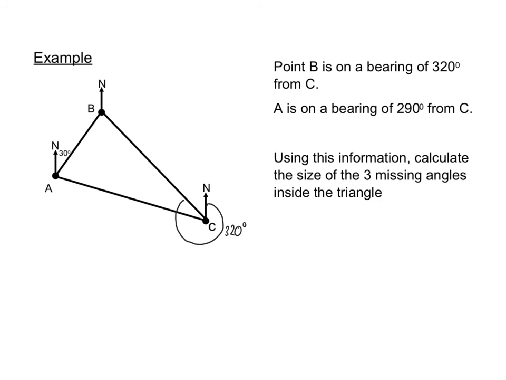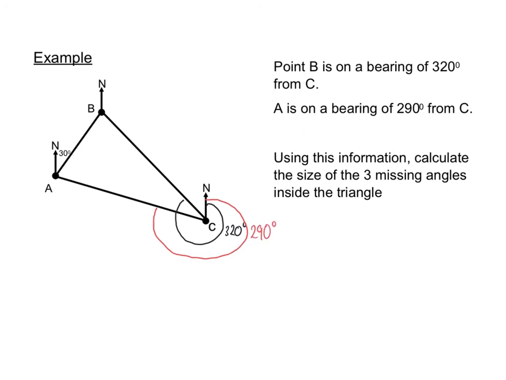The next piece of information they give us is A is on a bearing of 290 degrees from C. So again, from C means I'm going to start here and I'm going to measure around until I get to the line which points to A this time. And again, I'll use a different colour so we can see this. And the bearing there was 290. So if I draw around here, that gives us 290 degrees.